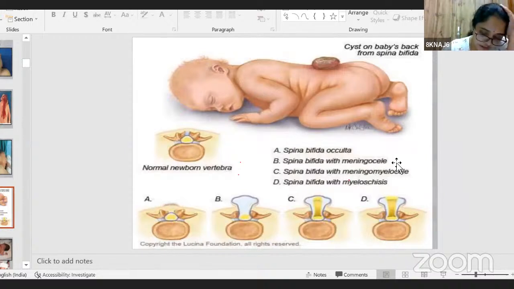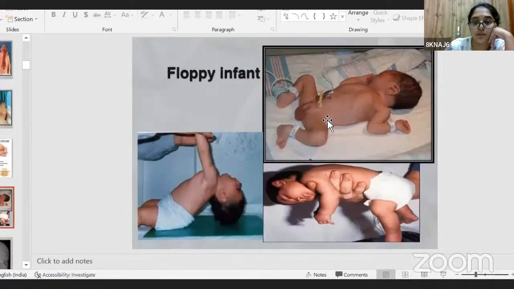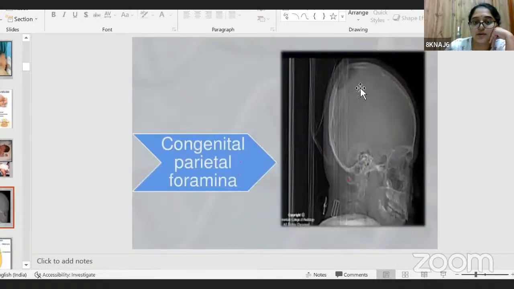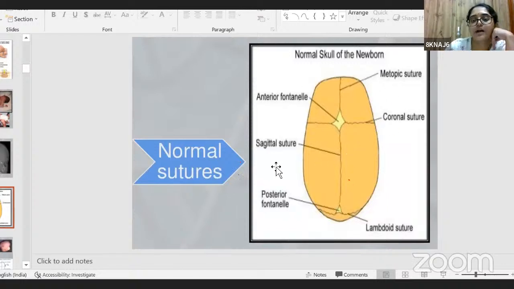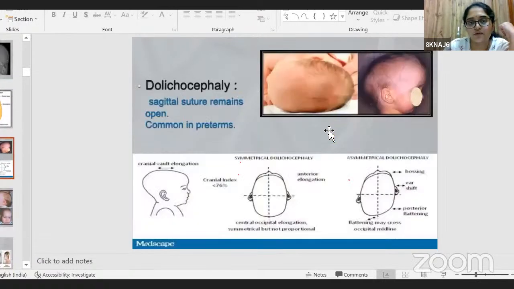So facial features are prominent, as you can see, microcephaly or macrocephaly. Fetal alcohol syndrome also has facial features which are different from the normal ones. Differences in the hands and the feet, short fingers, short length basically. So a floppy infant is seen basically. Then congenital parietal foramina. So the sutures that are present over here, you have a hole here, because of which you have a head structure which is different.